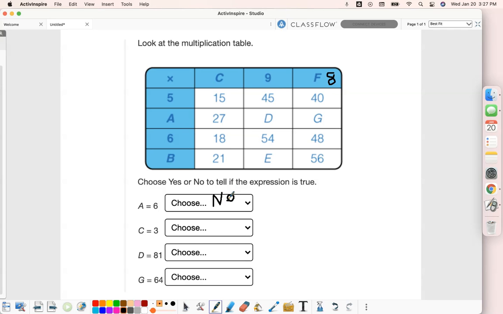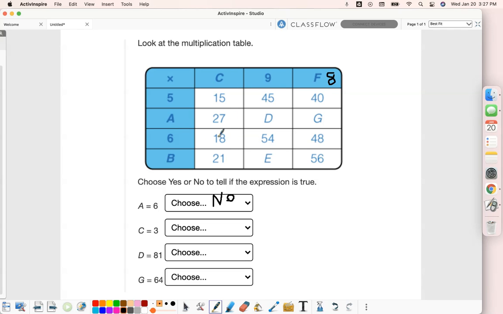On letter C, it says, is C 3? Well, let's try it out. Here's C. Here's our column that's going to give us some information. If I wanted to figure this one out, it's not going to work because I only have one number in this C column here. A times C is 27. I have to have at least 2 numbers. So that bumps me down to the next one.